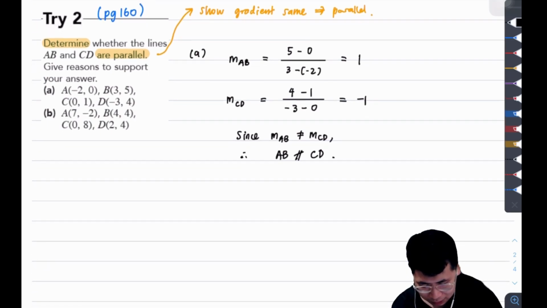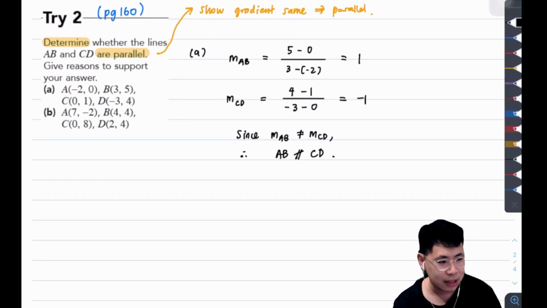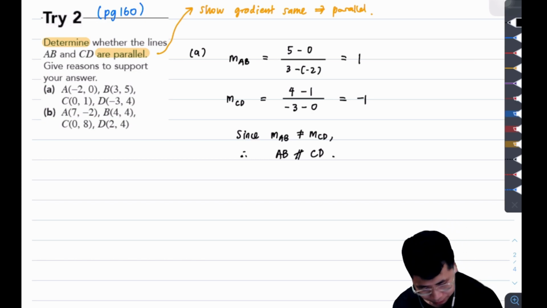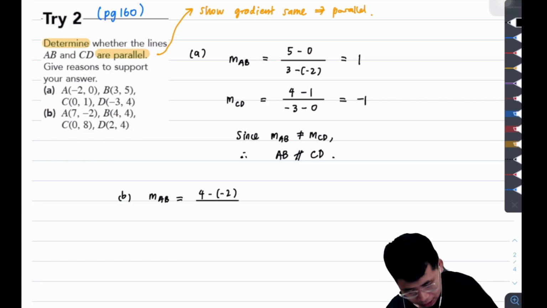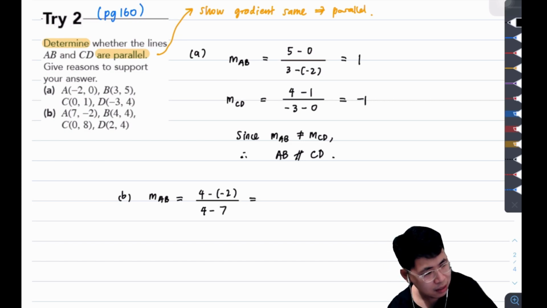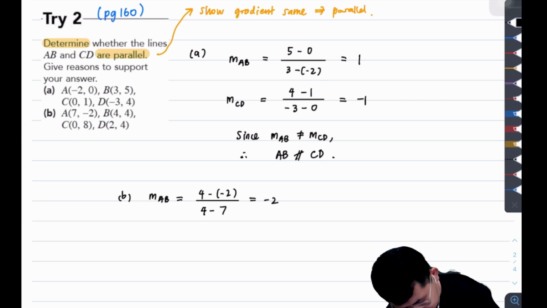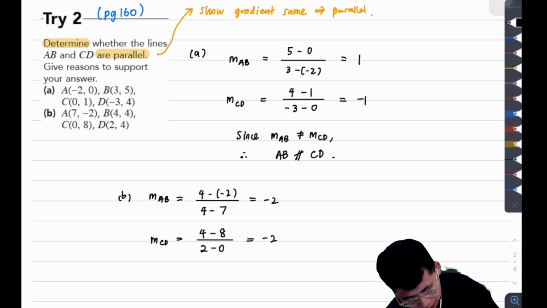We will determine whether they are parallel or not by looking for the gradient. So for B, we look for the gradient of AB. What does gradient AB calculate to? We have 4 minus negative 2, at the same time we also have 4 minus 7. So this will give me negative 2. With this, let's take a look at the gradient of CD. Gradient of CD is equal to (4 minus 8) divided by (2 minus 0). So this is also negative 2.